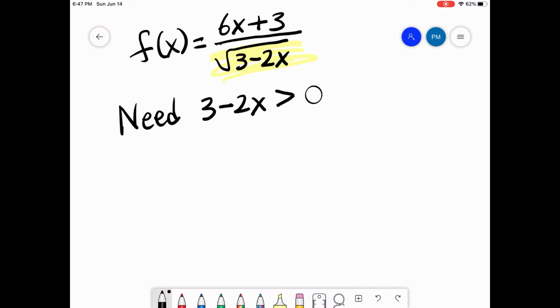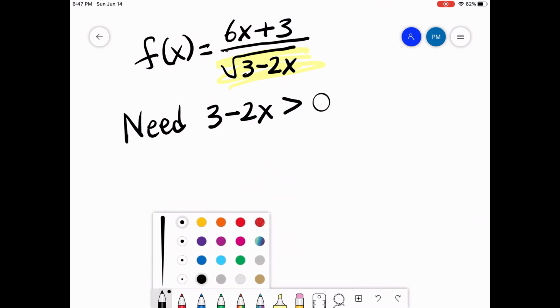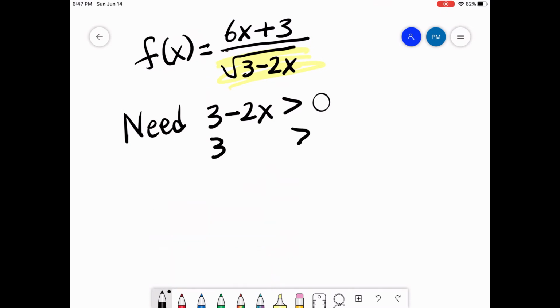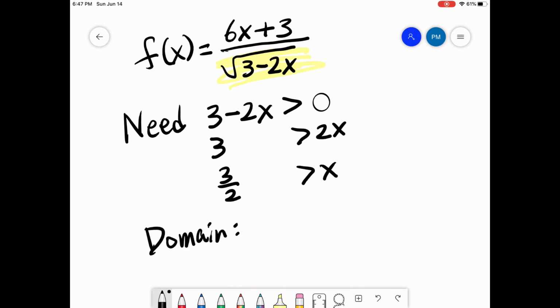Okay, and now solve for that inequality. You will need to move the 2x to the other side, separate from your constant, and then divide both sides by 2, and so 3/2 is greater than x, or if you prefer going the other direction, x is less than 3/2. Okay, so our final answer is: the domain is the set of all x values such that x is less than 3/2, which is 1.5. Okay, let's quickly check our answers.